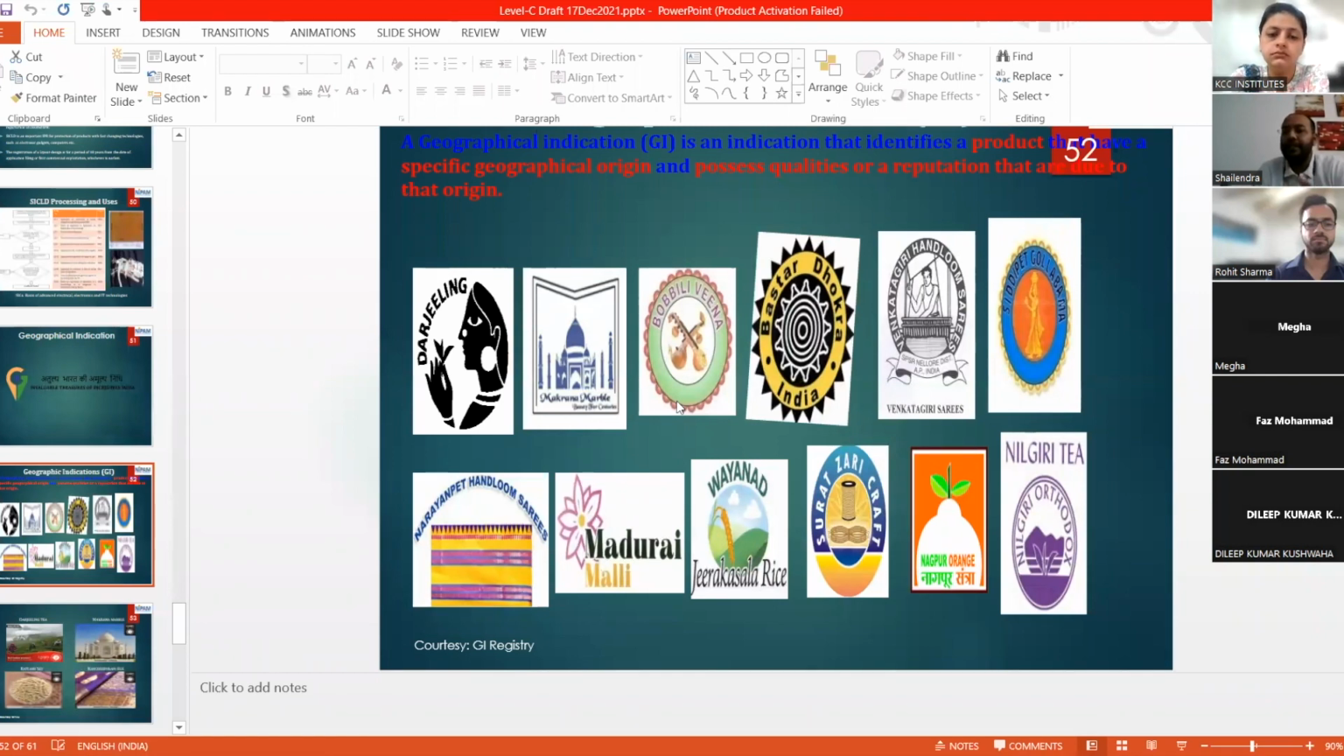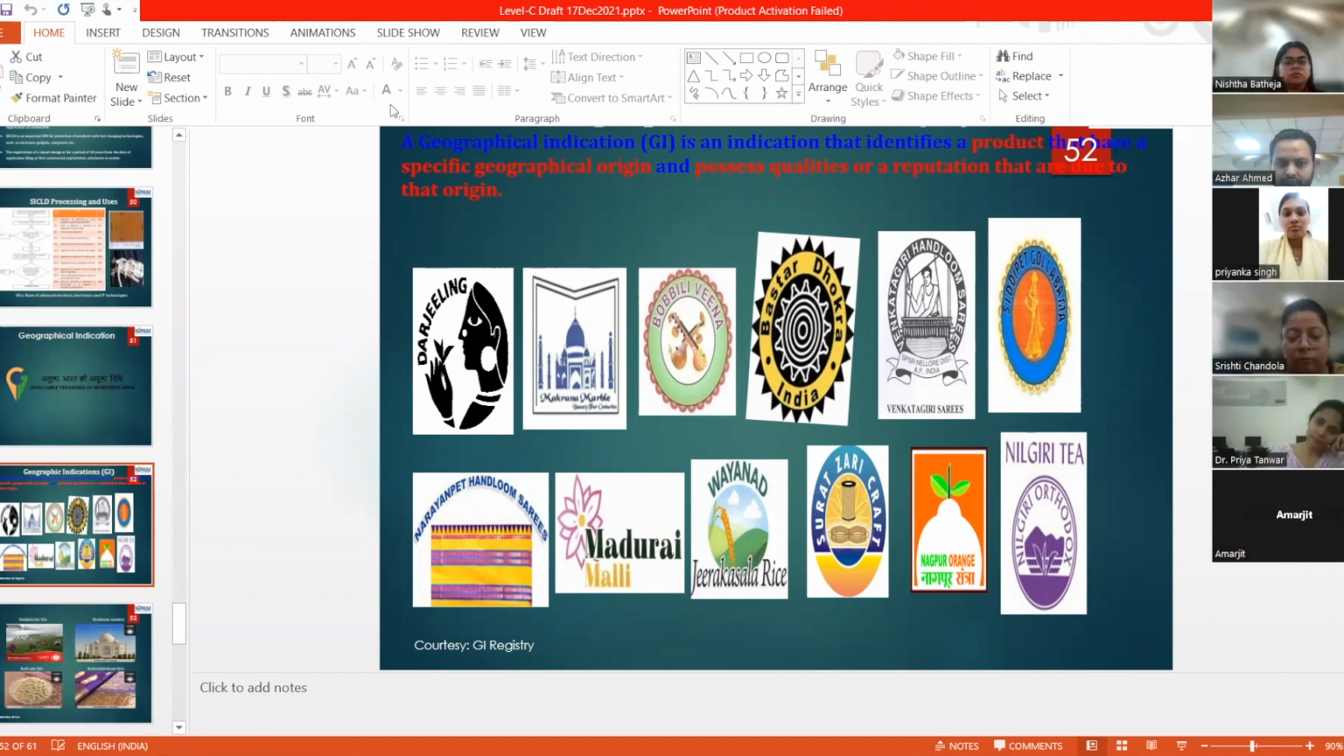So what are these? These are different products from different places which have some speciality because of different aspects, like climatic conditions, how they are grown, or maybe the art that is performed. So this is basically the geographical indication protection. These were the different IPs that we have under the protection of IPR rights in India.